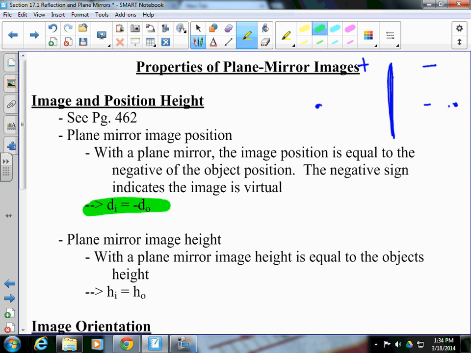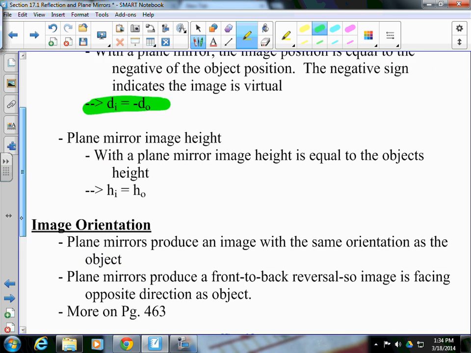Likewise, when we talk about height, if you stand in a full-on plane mirror, is your height the same as the height of the image portrayed in the mirror? Absolutely, with a plane mirror it is. So we can say hi is equal to ho. The height of the image is equal to the height of the object. So two equations that we tie together. We have image position and image height, how far away it appears. That's a distance, di is equal to negative do, and the height, hi is equal to ho.